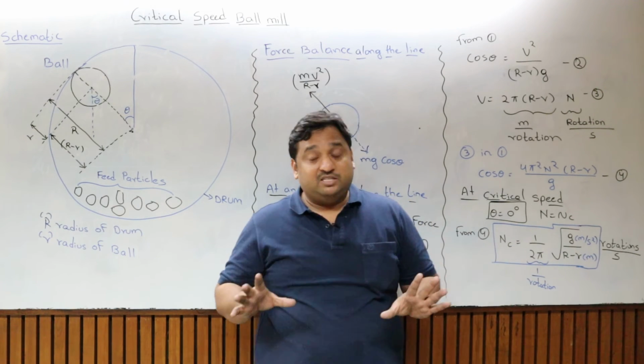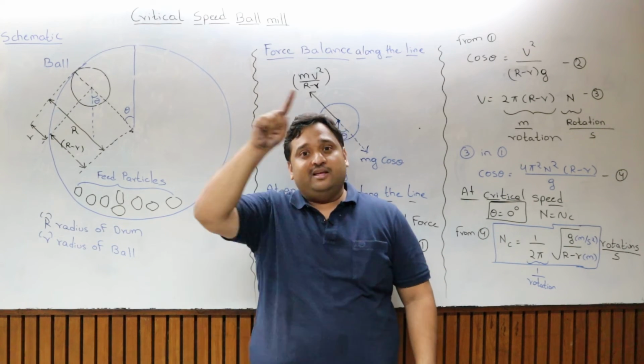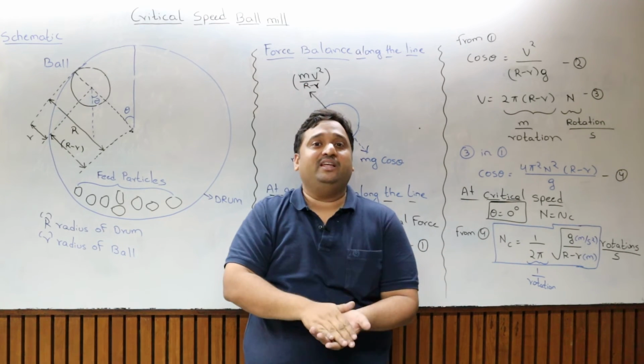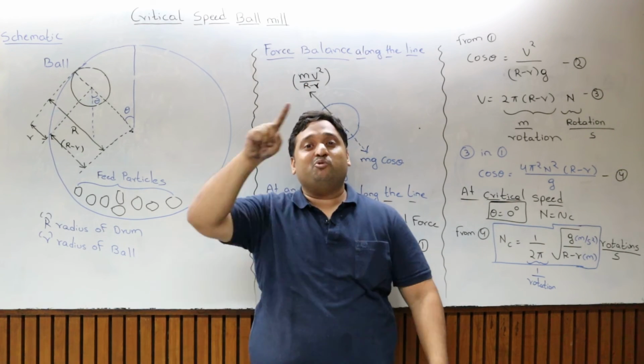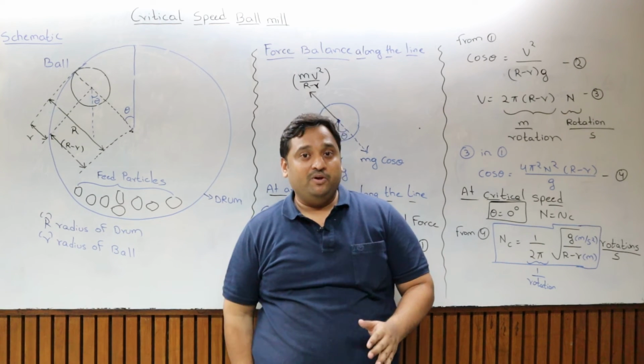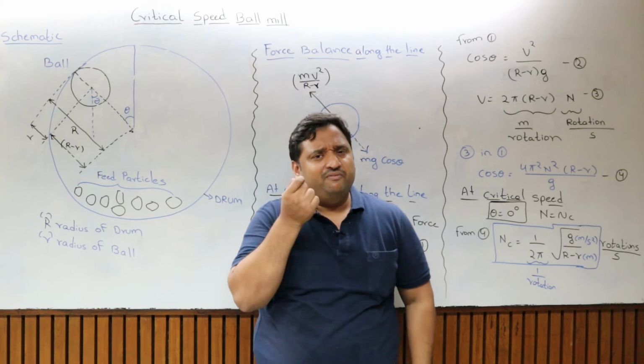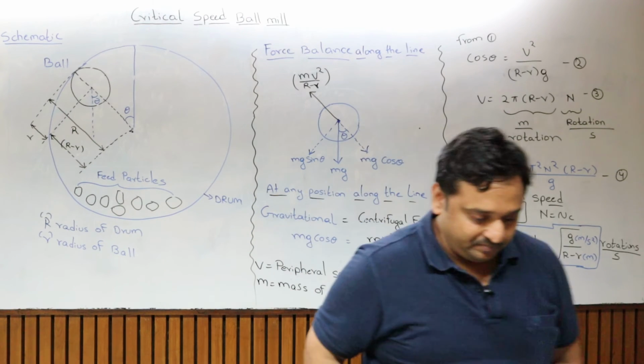What is the critical speed? This is the maximum speed you can go. Beyond that the ball will never fall onto the material, so it will continuously rotate just like a satellite revolving around the earth. Okay, I hope it is clear. Let us calculate the critical speed of the ball mill with a very small example.